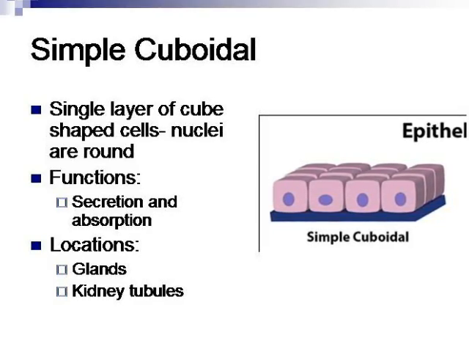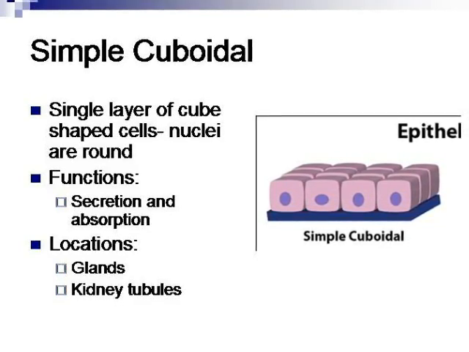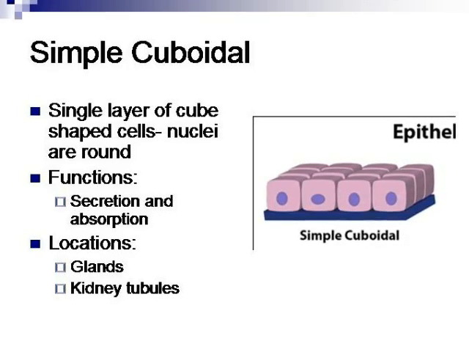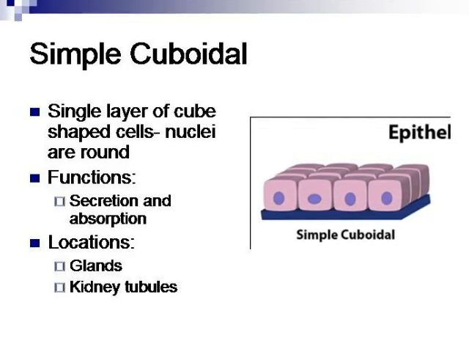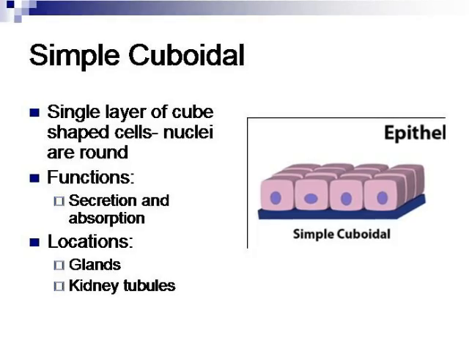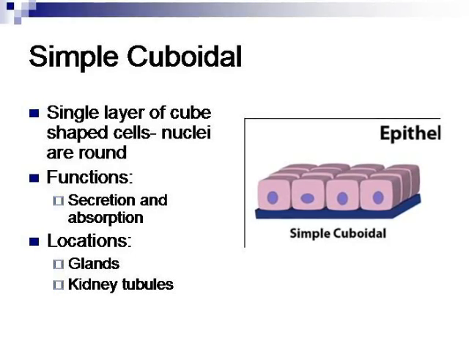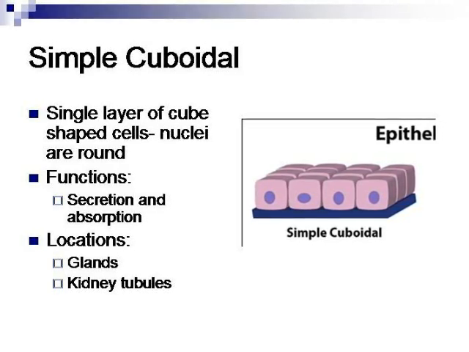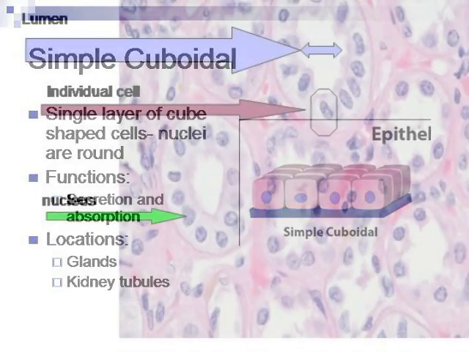You find simple cuboidal cells lining the glands in your body and lining the kidney tubules. In the kidneys, they help to absorb and secrete things like nutrients and wastes to maintain correct blood composition.